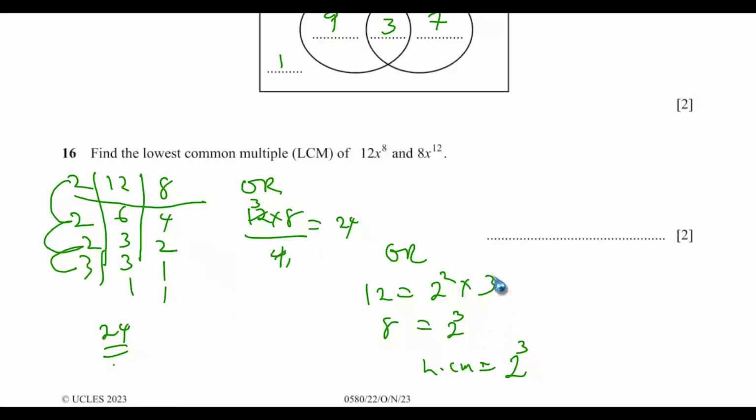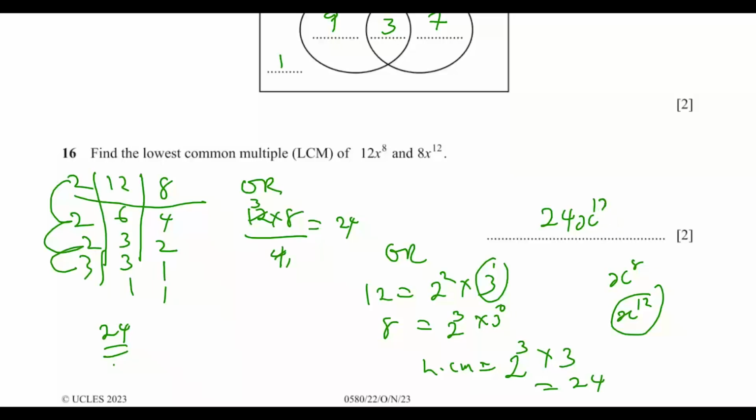Here we have 3 to the power of 1, and we can say here we have 3 to the power of 0 because it means 1. So we select this. That is times 3. So we can see the LCM is still 24 because you still have 8 times 3, 24. The same way, you can get the LCM of x to the power of 8 and x to the power of 12. You just select the bigger one, which is this. So that means the LCM will be 24x to the power of 12. So let's go to the next question.